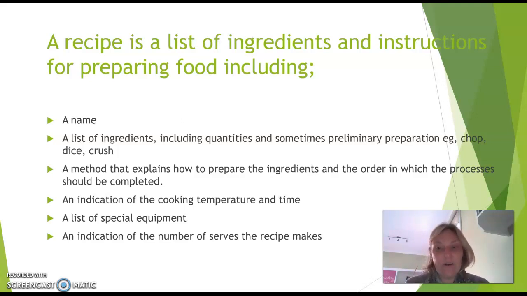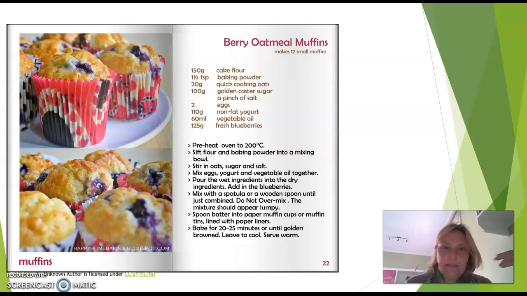And we're going to have a go at cutting a recipe down for a purpose, and I'll talk to you about that. So this is an example of a recipe, berry oatmeal muffins. We have a name, and it actually has the serving size at the top. So it says 12 small muffins.